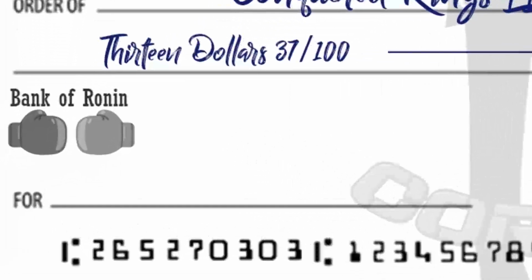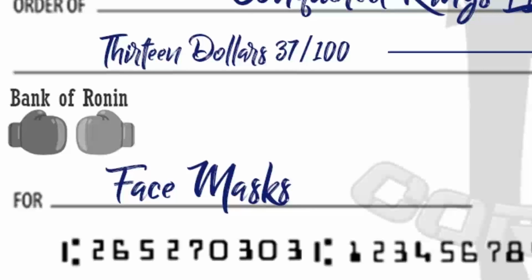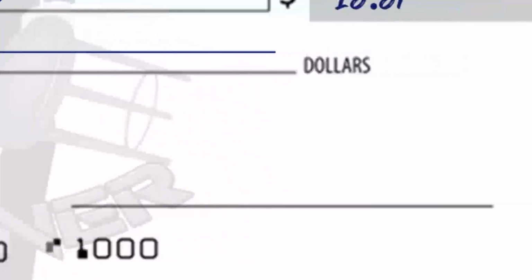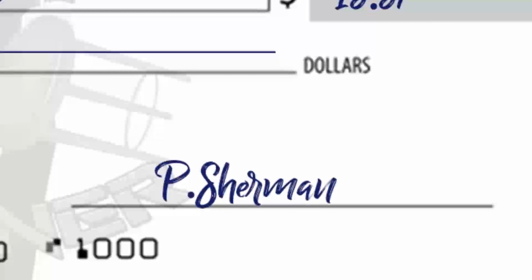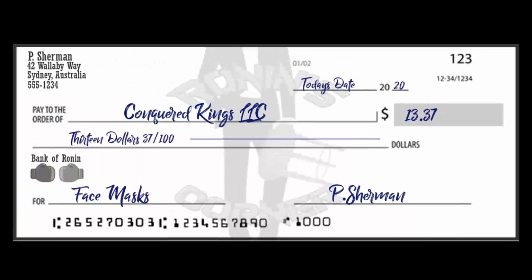This is the memo or for line. So the memo line is to help you to figure out why you wrote the check and what its purpose was for. On this particular check, face masks. This is the signature line. The account owner endorses the check on the signature line to authorize its use. Your years of cursive will pay off here.